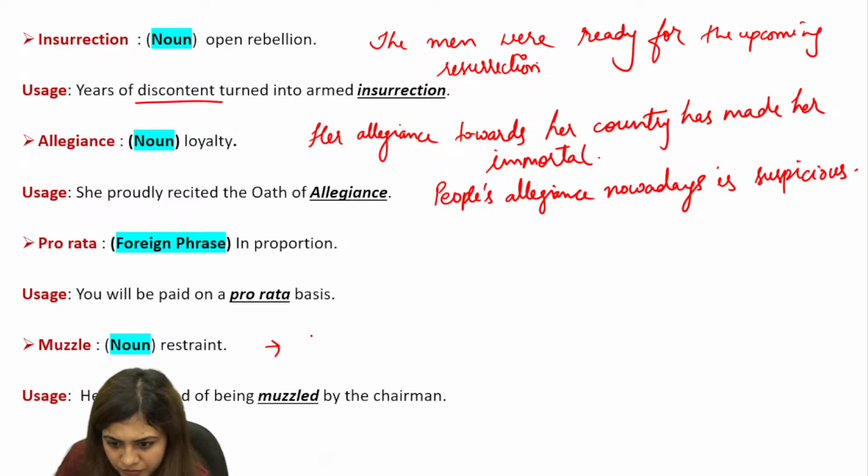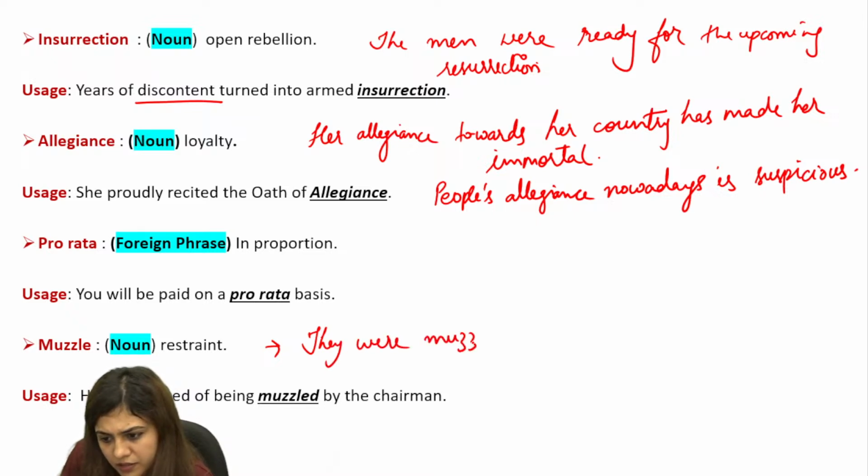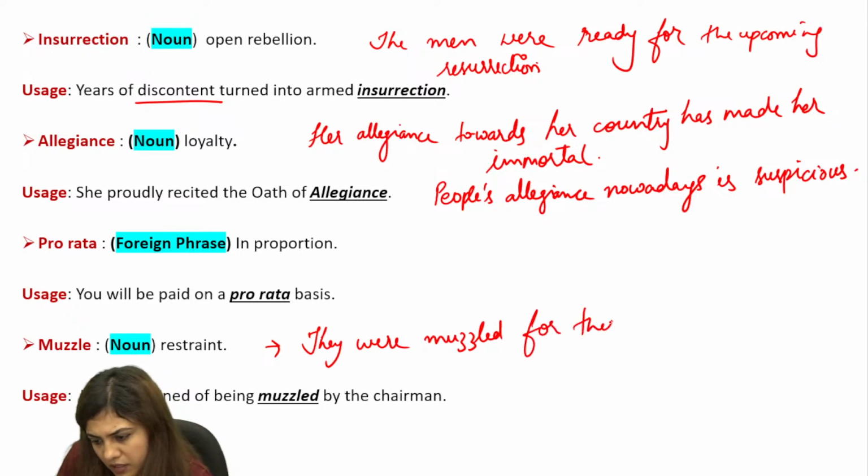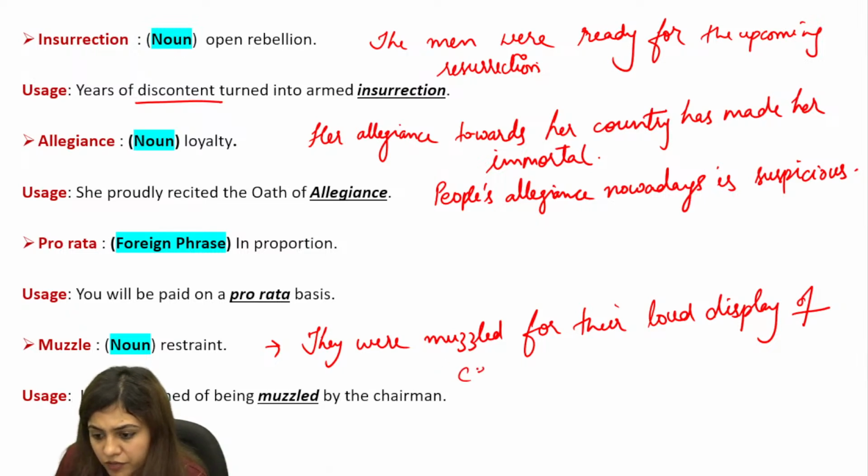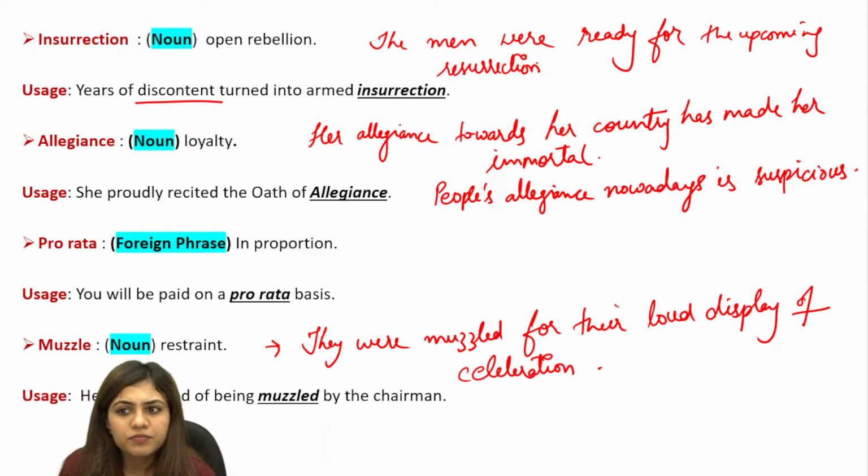Let's use another one. They were muzzled for their loud display of celebration. You must have seen during festivals, the people are very loud in terms of expressing their happiness. Sometimes the loudspeakers are on till the wee hours of morning, which is very uncomfortable for other people, right? So वहाँ पे obviously the police have to come and obviously restrain such hooligans. So हम देख सकते हैं कि muzzling can be used as restraining somebody.